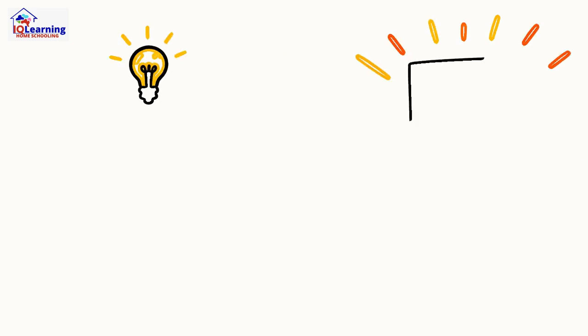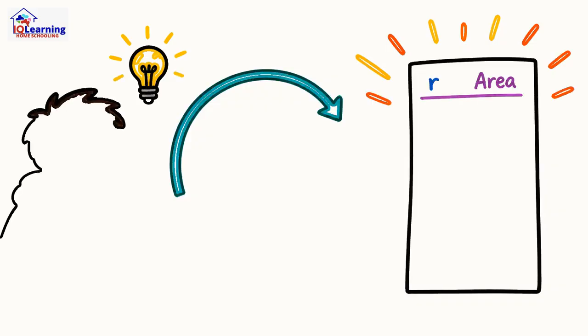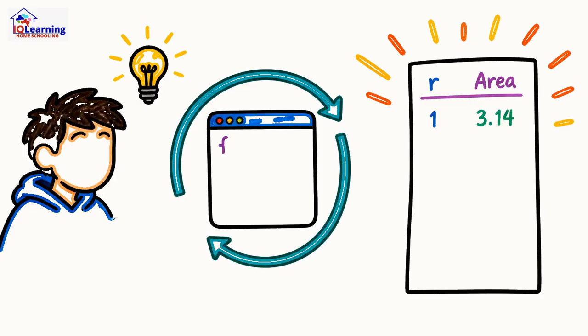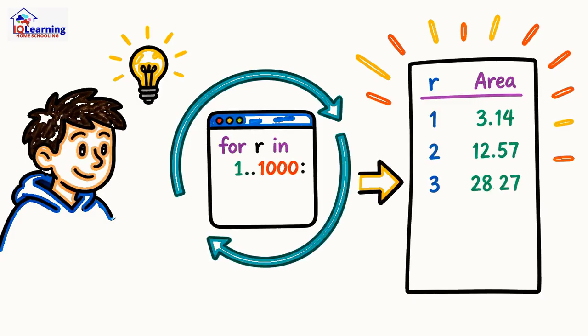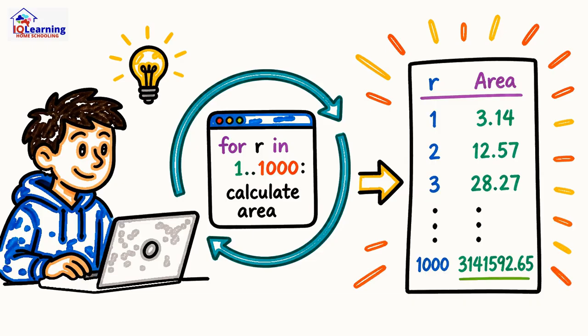With a simple instruction called a loop, you can tell the computer to calculate the area for every radius from 1 to 1,000 and list the results instantly. This automation is a game changer, freeing you to focus on the bigger picture, not the manual arithmetic.